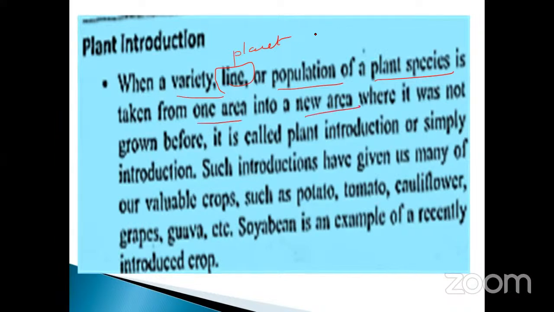For example, take apple. Apple only grows in hill places, isn't it, my dear? Here you have to take different hill stations in India, and the same process is also done in other countries. This is a new area, from one area into a new area where it was not grown before. It is called plant introduction, or simply introduction.